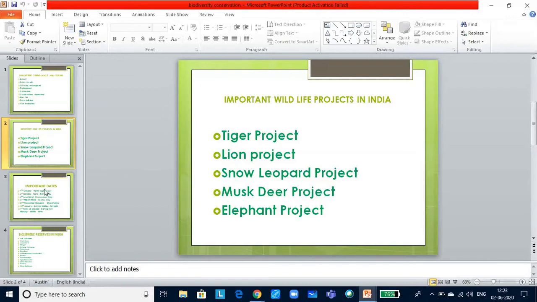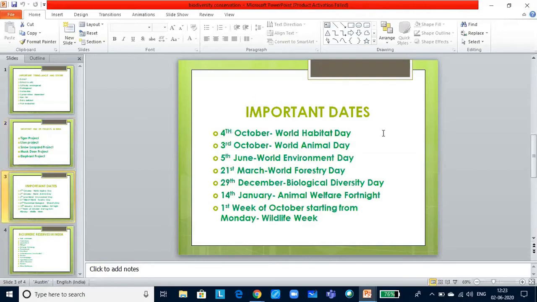So these are some of the things which you have to know, and you have to know these important dates because they have been asked in the entrance examination. 4th October is World Habitat Day, 3rd October is World Animal Day, 5th June is World Environment Day, 21st March is World Forestry Day, 29th December is Biological Diversity Day, 14th January is Animal Welfare Fortnight. The first week of October starting from Monday, whenever it is the Monday, that week will be considered the first week, and for 7 days, that week will be celebrated as Wildlife Week. So please make a note of these important dates.